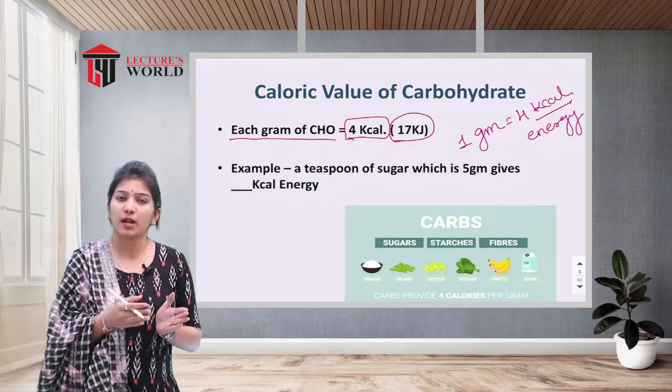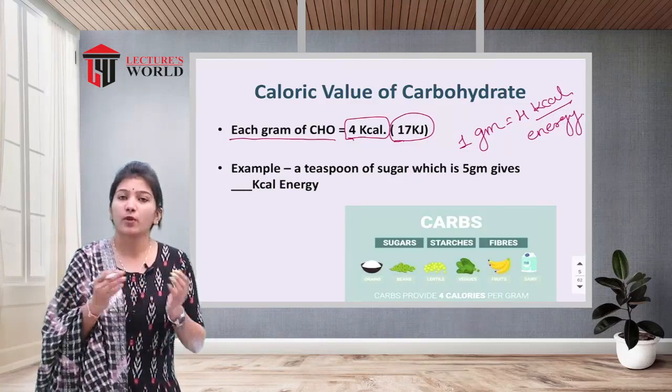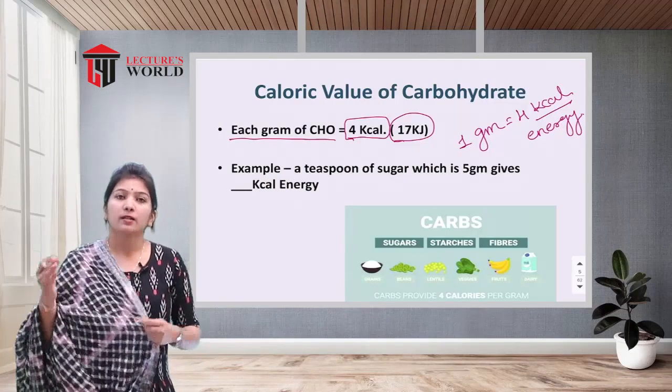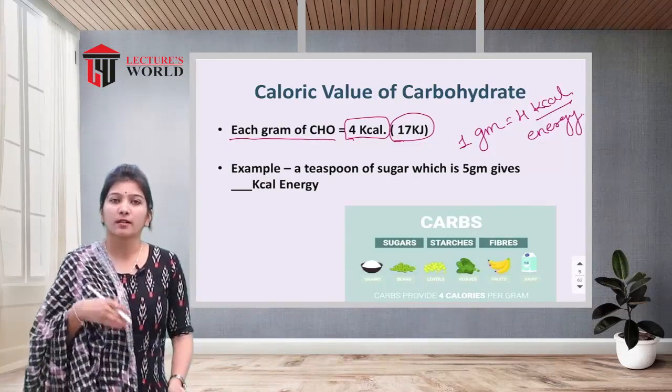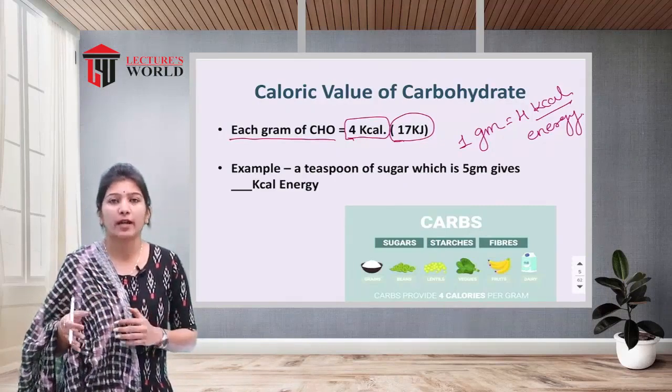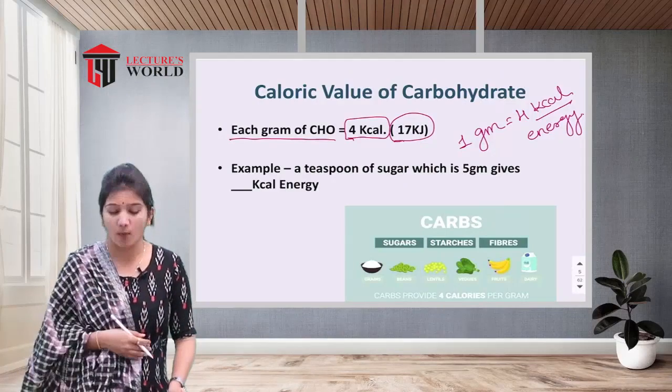If you are eating 1 gram, you will get 4 kilocalorie. If you are eating 2 grams of carbohydrate, you will get 8 kilocalorie. If you are eating 3 grams of carbohydrate, you will get 12 kilocalorie. So like that you need to calculate the calorie requirement by the carbohydrate.